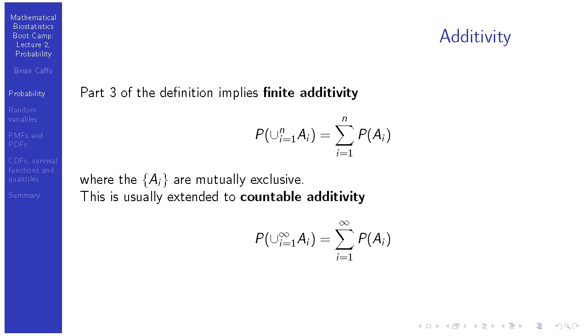First of all, let's note the following fact. Part 3 of the previous slide, the fact that if you have 2 mutually exclusive events, the probability of their union is the sum of their probabilities, pretty easily extends to the so-called finite additivity: instead of having 2, if you had 3 or 4 or 5, or let's just say n events, the probability of their union equals the sum of their probabilities.